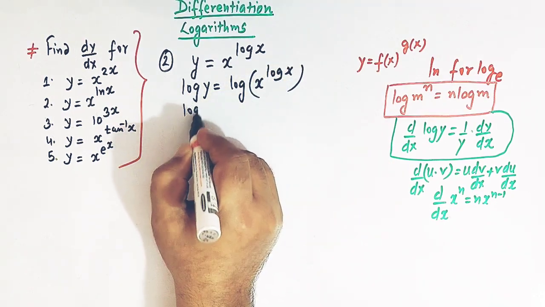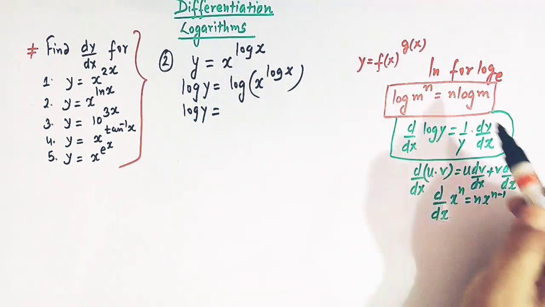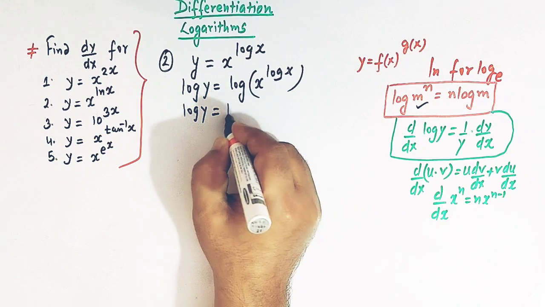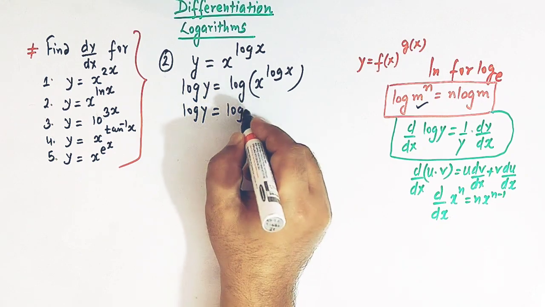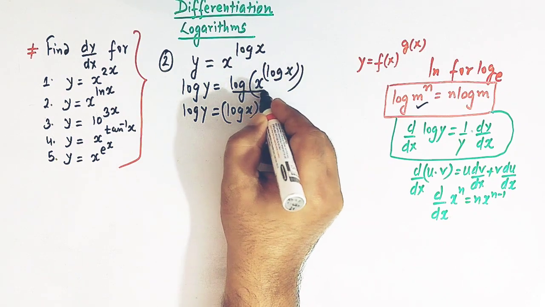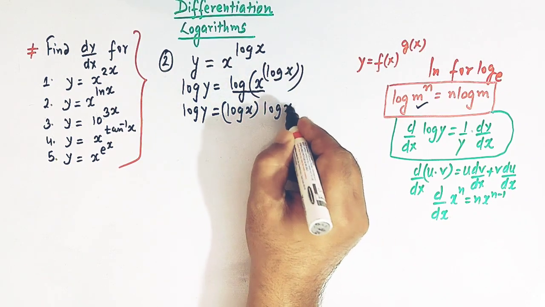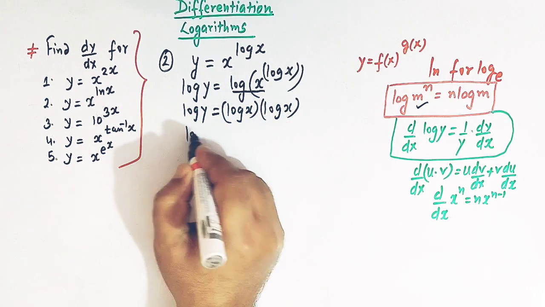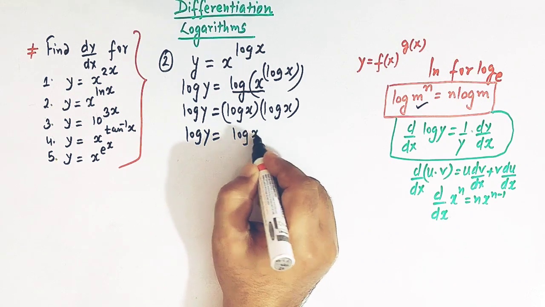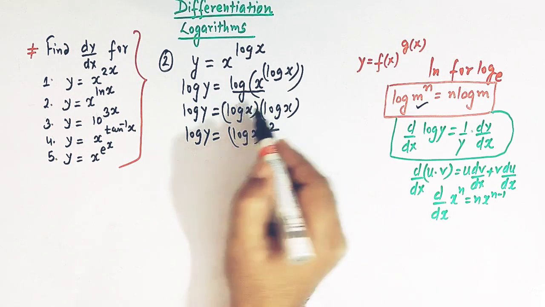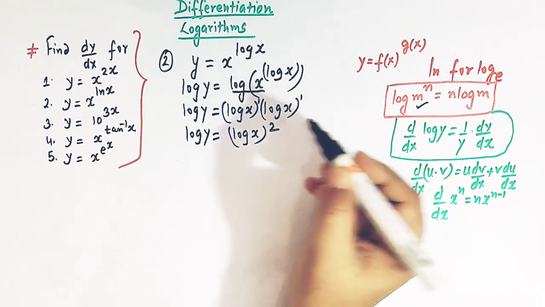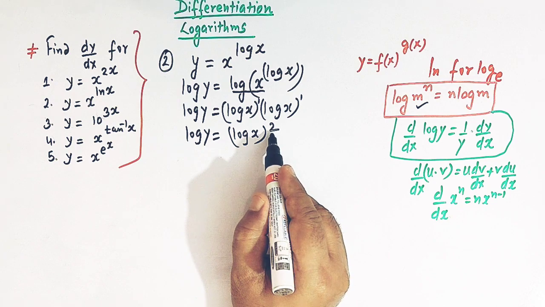So we can now write log of y, and again by this rule we have log x in front of this log. So we have log x, this log x, and then we have simply log of x, right? Okay, so now we have log y is equal to log of x square, right? Because here the exponent is 1, here also the exponent is 1. So we have log of x square, right?